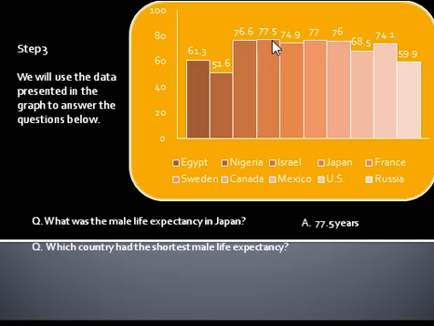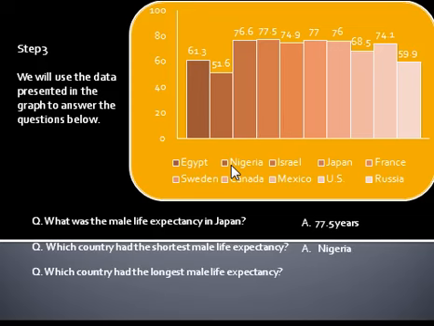Which country had the shortest male life expectancy? Clearly, the second bar has the shortest male life expectancy, and that corresponds to Nigeria. Which country has the longest male life expectancy? Well, from the bar graph, we can see that the one with the longest male life expectancy is the one that is 77.5 years, and that corresponds to Japan.